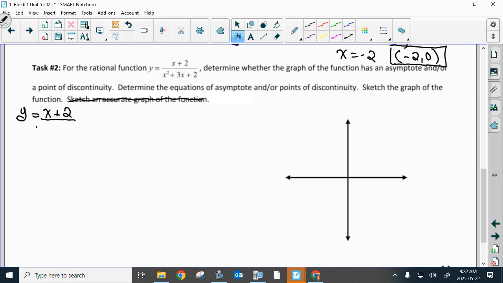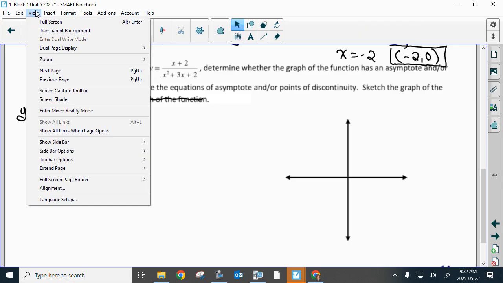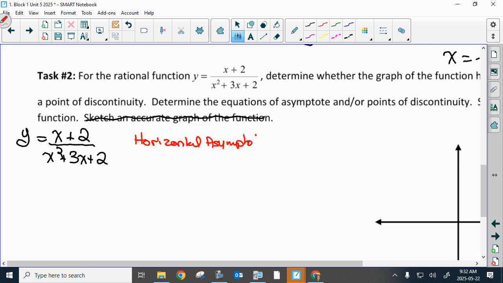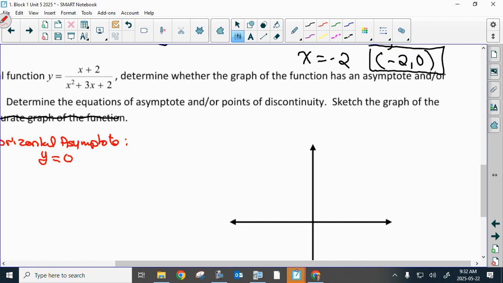and you compare the degree on the top with the degree on the bottom, what happens? When I look at the function and I compare the degrees, top is less than the bottom. Where's my horizontal asymptote? Degree 1, degree 2, horizontal asymptote is the x-axis. What's the equation of the x-axis, guys? Y equals 0. So right away, plot it.